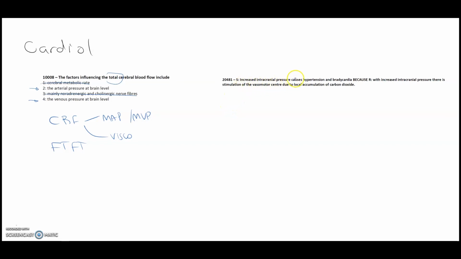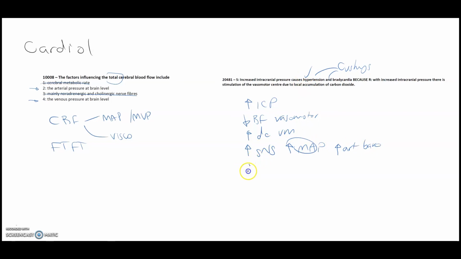So increased intracranial pressure causes hypertension and bradycardia. So this sounds very much like Cushing's, because with increased intracranial pressure, there is stimulation of the vasomotor center due to local accumulation of carbon dioxide. So this is exactly describing the Cushing's reflex. So we have increased ICP, which means reduced blood flow to the vasomotor area, which means increased discharge from the vasomotor area, which means increased SNS, increased MAP, increased arterial baroreceptor firing, resulting in, so our increased MAP ticks this box. Increased arterial baroreceptors means reduced heart rate, which ticks this box.